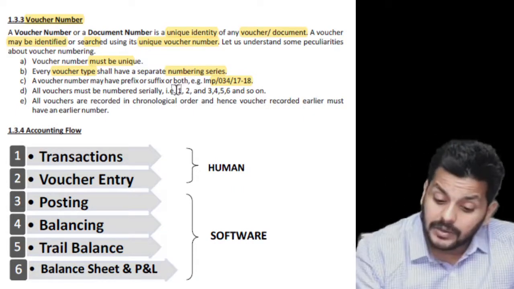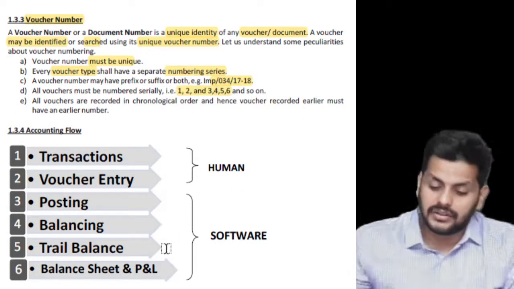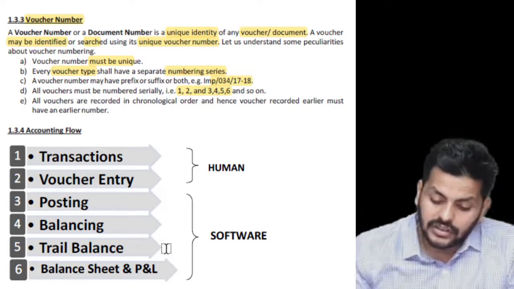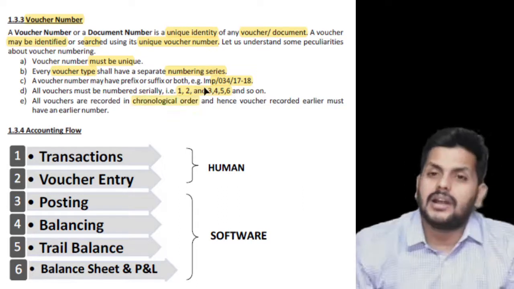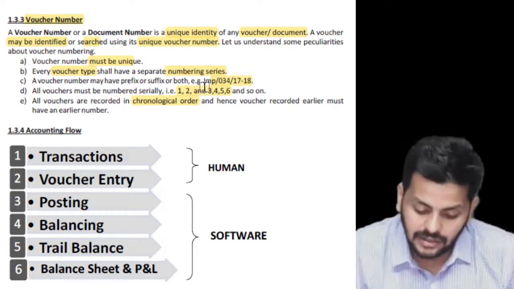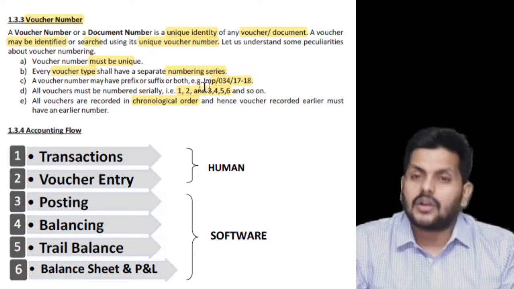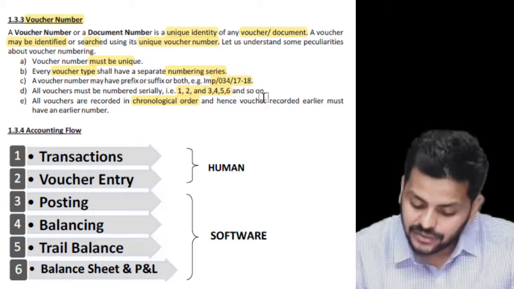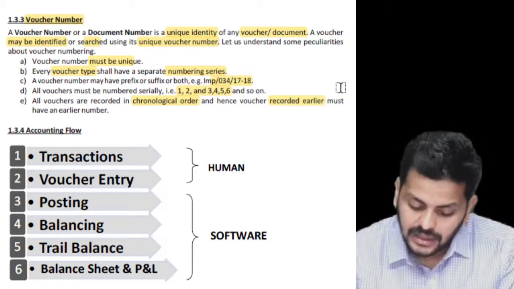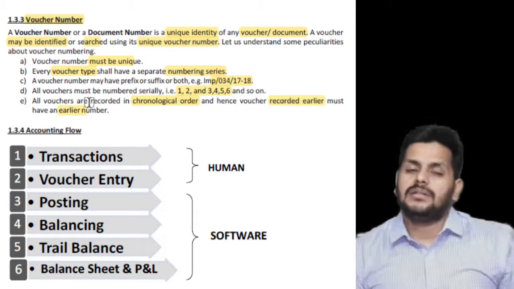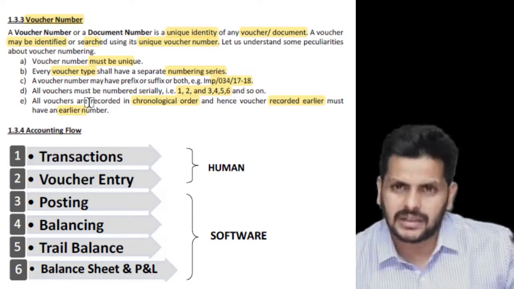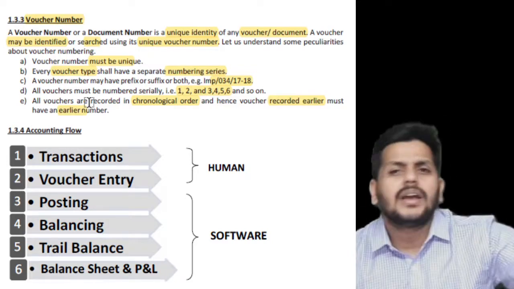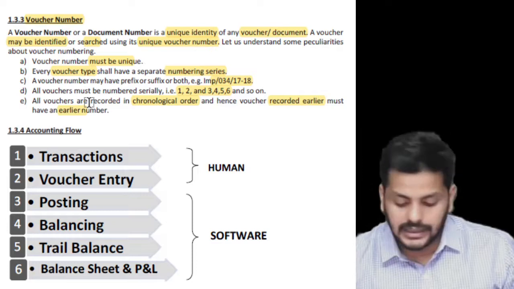All voucher numbers must be serially recorded, 1 2 3 4 5 6, serially. All vouchers are recorded in chronological order, one after the other, and hence a voucher recorded earlier must have an earlier number. It's a simple timestamp thing. Whichever occurs first, the voucher number also should be in order.